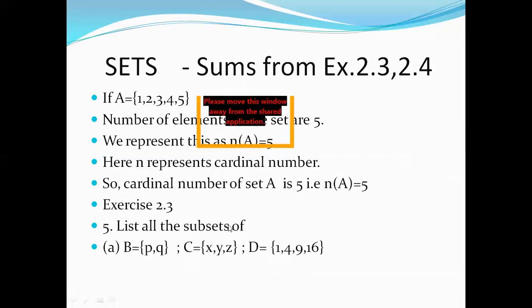So list all the subsets of set B is equal to {P, Q}, set C is equal to {X, Y, Z}, set D is equal to {1, 4, 9, 16}. Let us see the solution.